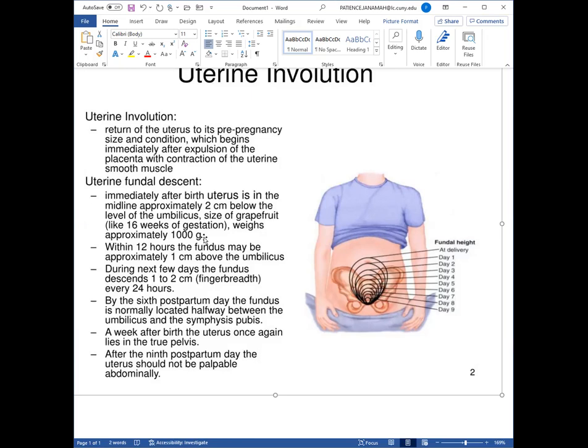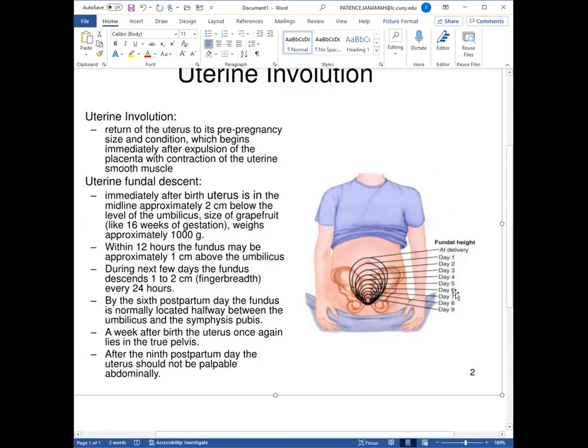Within 12 hours, the fundus may be approximately 1 centimeter above the umbilicus. This is the umbilicus. During the next few days, the fundus descends 1 to 2 centimeters, that is a finger breadth, every 24 hours. By the 6th postpartum day, the fundus is normally located halfway between the umbilicus and the symphysis pubis. You can trace it all the way down to the 6th day.